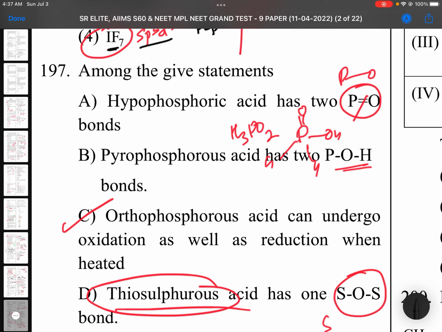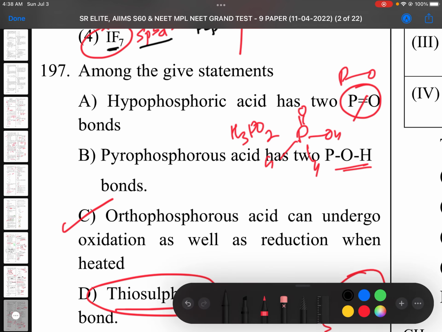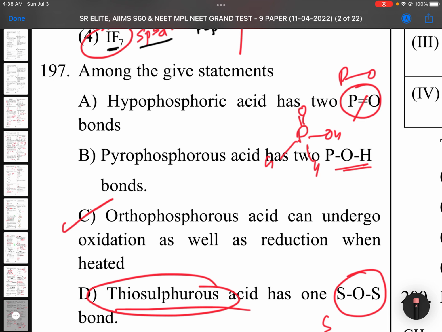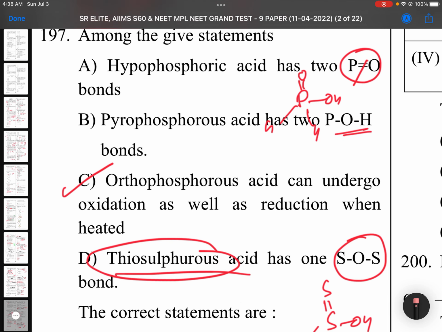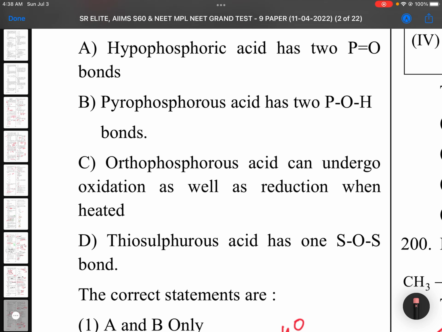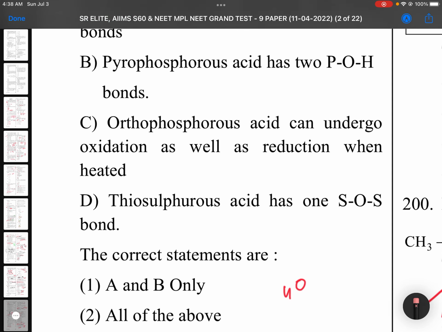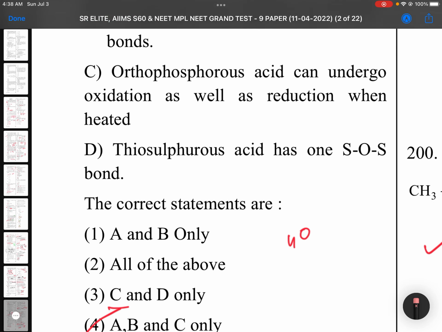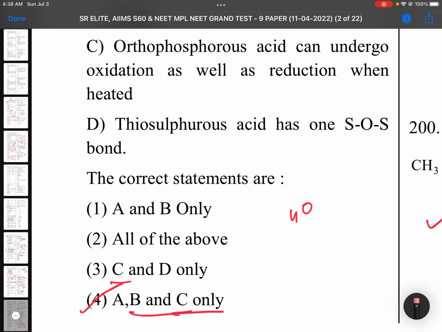Among the given statements, hypophosphoric acid has 2 P=O bonds. Okay, hypophosphoric acid, pyrophosphorus acid has two P-OH bonds. Okay, and then orthophosphoric acid, these are the statements given. I don't want to make it messy, you see. Thiosulfurous acid has one S-O-S bond. Thiosulfurous has one S-O-S bond is not correct.